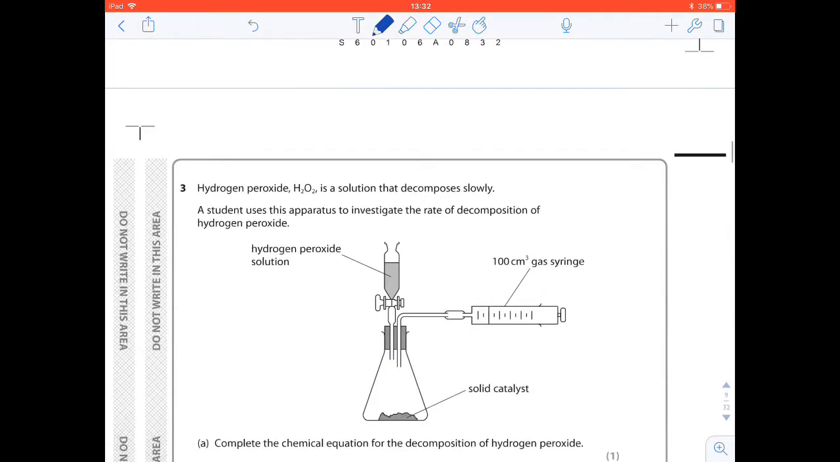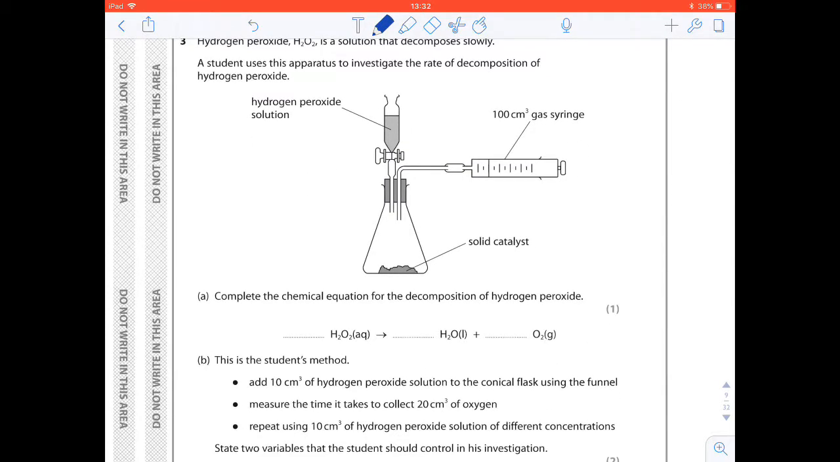Question 3 is essentially a rates of reaction question with a few other little bits in it. First of all, balancing the equation. It's probably easiest if you just look at the oxygens, really. The hydrogens seem to be balanced already. To get the oxygens balanced, you've got to have 2 there and a 2 there.